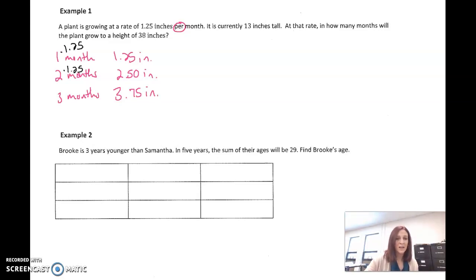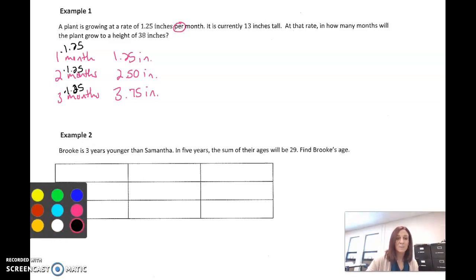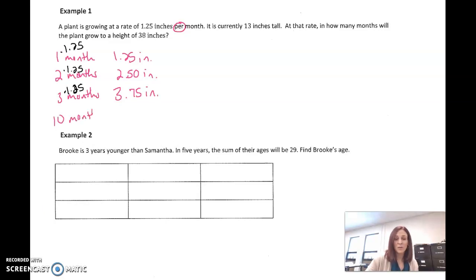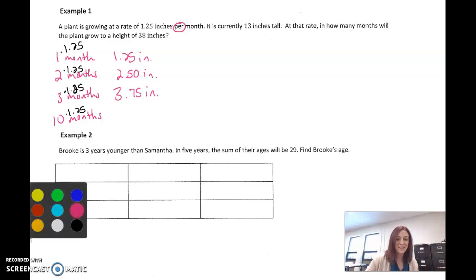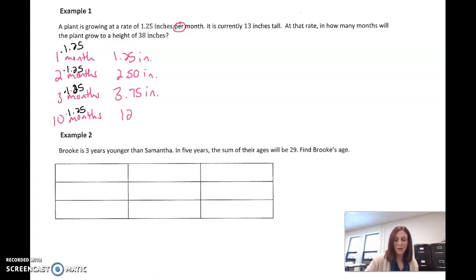What if this next one is 10 months? How much will have grown in 10 months? We could go 10 times 1.25, and we could say it's going to grow 12.5 inches. Okay, so this word per here, when you see that, per, for each, for every, it's going to mean multiply. And I'm going to use m for month. So we're going to have 1.25 times m.